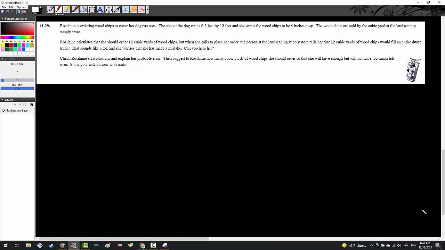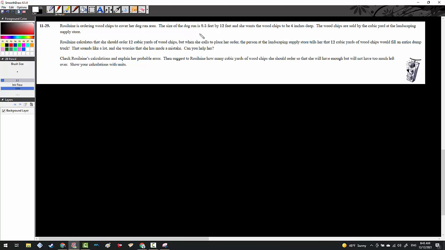It says wood chips are sold by the cubic yard, so I'm looking at another unit conversion here. It says initially she calculates she would need to order 12 cubic yards of wood chips, but it turns out that's too many because an entire dump truck would have to deliver those wood chips, which obviously is not what she wants. So let's see what her error was.